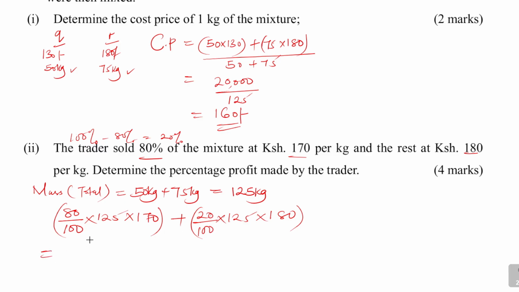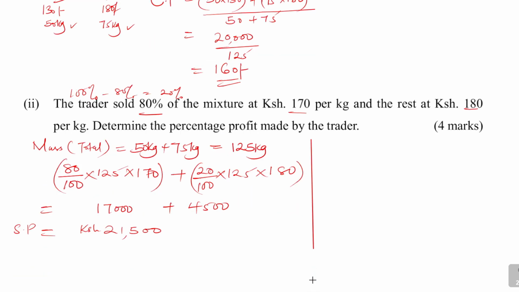So use a calculator to work out this. 80 multiplied by 125 times 170, everything divided by 100, that gives 17,000. Then plus 20 multiplied by 125 multiplied by 180, then you divide by 100, that gives 4,500. So this gives a total of 21,500. So this is the selling price.